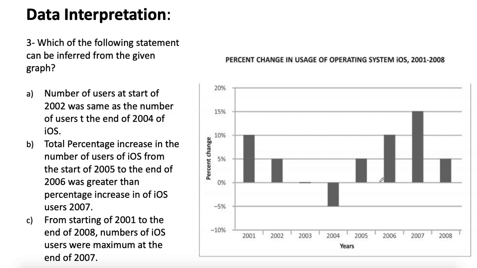Again, this is an interesting question. Which of the following statements can be inferred from the given graph? First, let's see the first one. Number of users at the start of 2002 was the same as the number of users at the end of 2004.